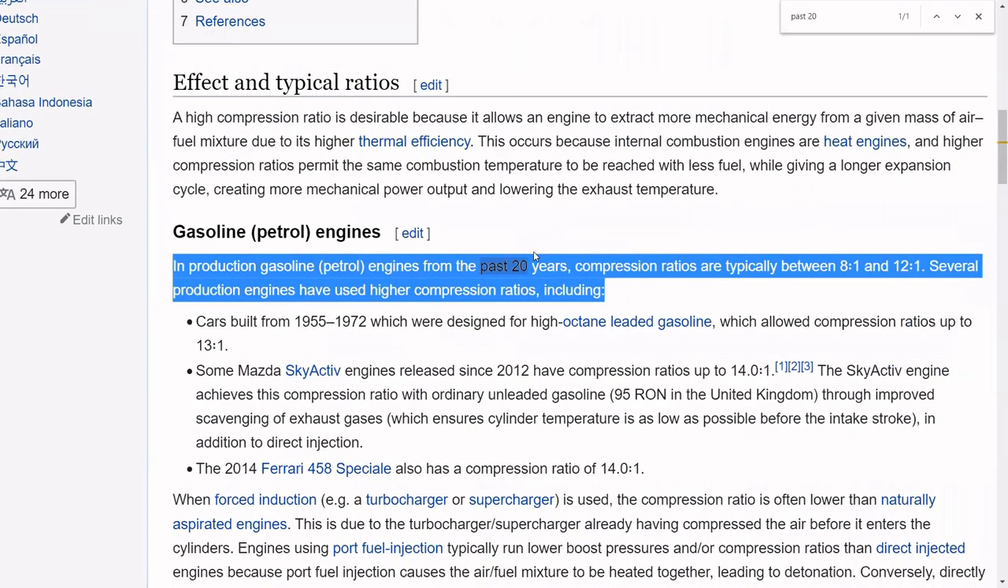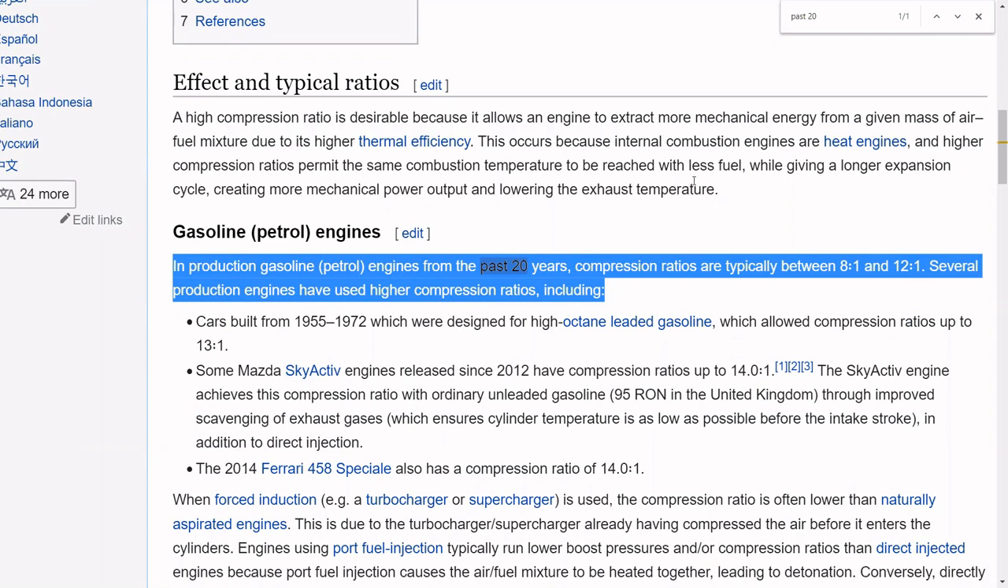Here's what I found from Wikipedia. I consulted Wikipedia for a number of things here. In production gasoline engines from the past 20 years, typical compression ratios fall between 8-to-1 and 12-to-1. So I just picked the average there and went with 10-to-1 as a typical value. My Toyota Corolla, I really don't know what the compression ratio is. I'm sure I could look that up.